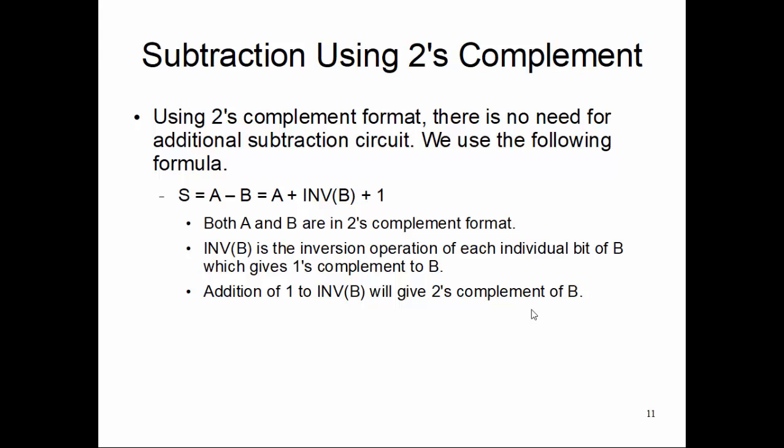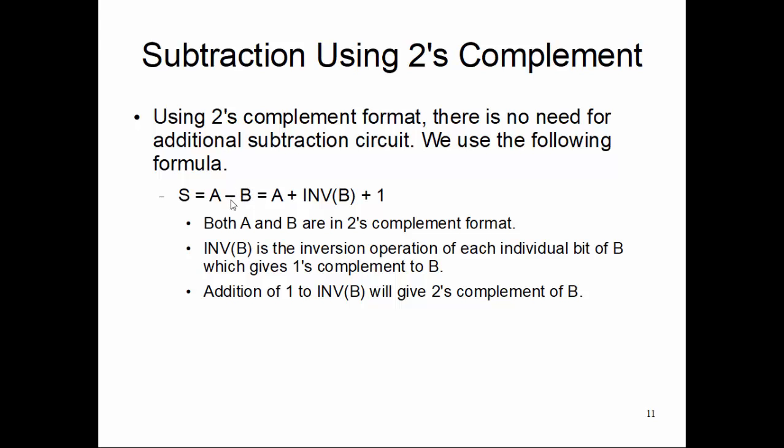Why? Because subtraction is nothing but an addition of a negative number. Let's say I have two positive quantities A and B, and I am subtracting B from A. That means I am doing an addition of minus B to A. So as long as I have a representation and conversion from quantity B to its minus B, I am okay.